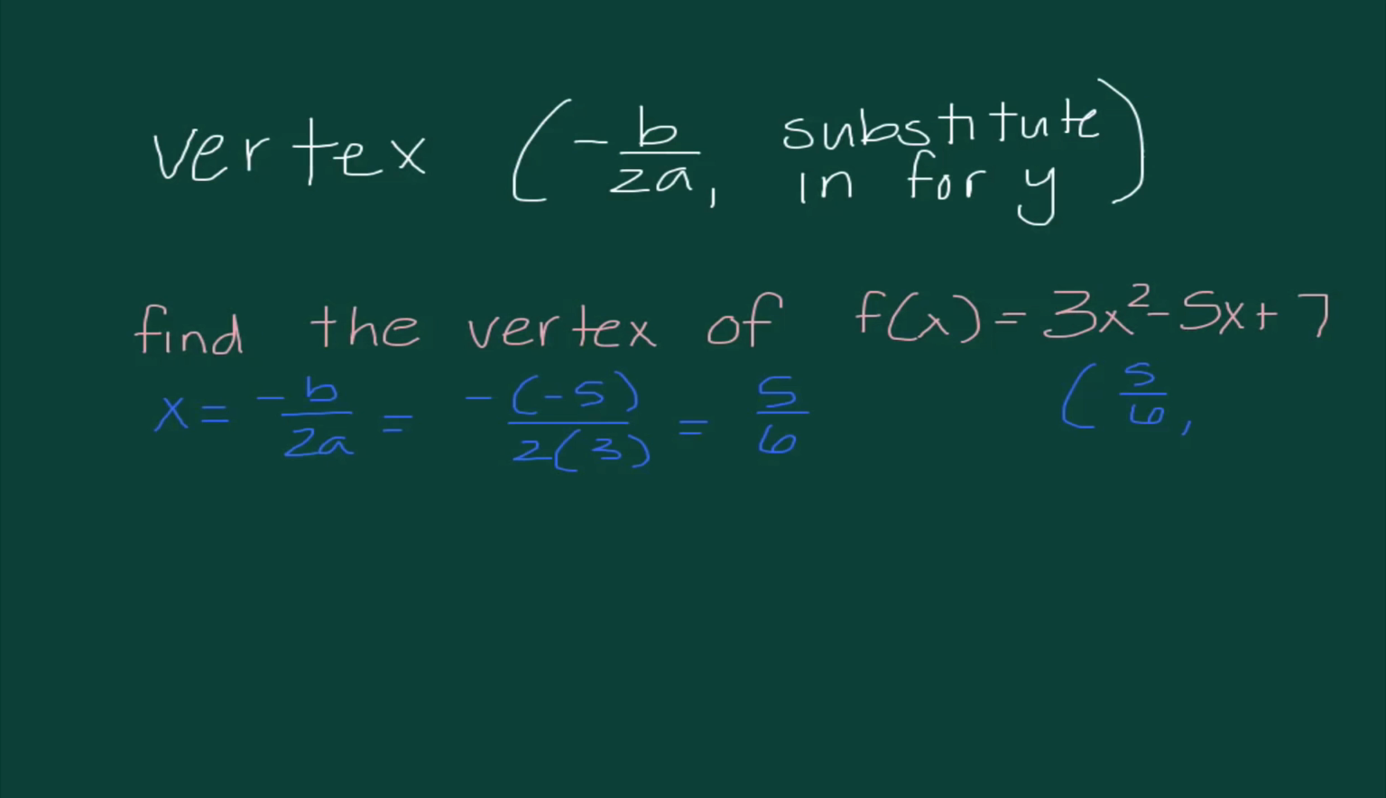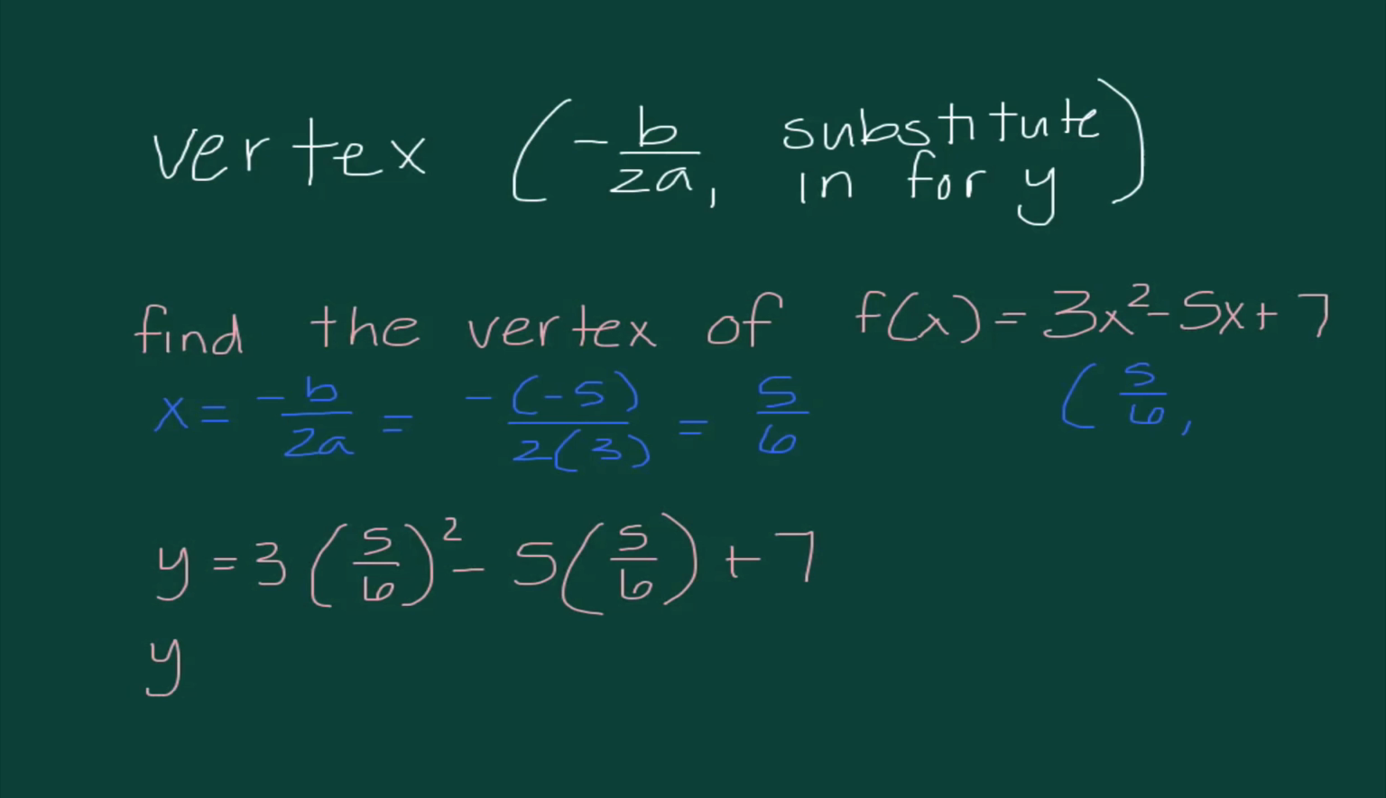Now to find the y value of the vertex, I'm going to have to do 3 times 5 over 6 squared minus 5 times 5 over 6 plus 7. I know this looks like a lot of fun here. So I'm going to do 3 times 25 over 36 minus 25 over 6 plus 7.